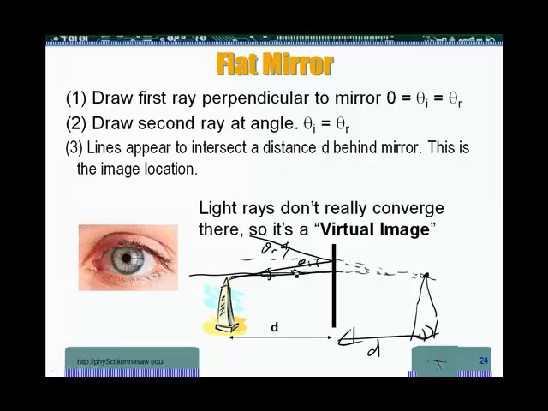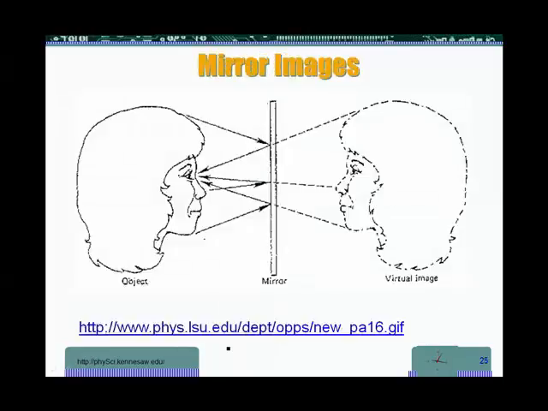A little geometry: when you do something like this, if you do it carefully, graphically carefully, you'll find that this D is going to be the same as this D. Because the angles are the same, the geometry will show you that we get the same D, which is telling us that the image is going to be at exactly the same distance from the mirror as the object is. In other words, the image distance is the same as the object distance for a flat mirror. So again, this is just illustrating that.